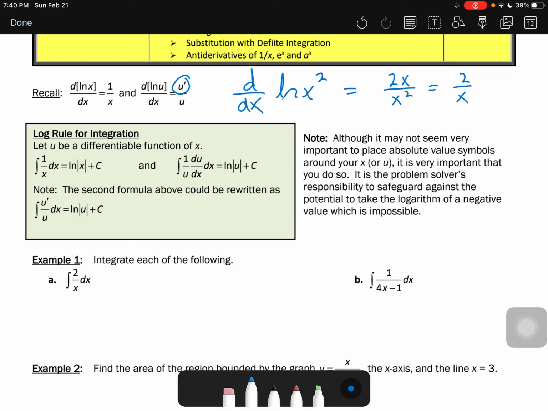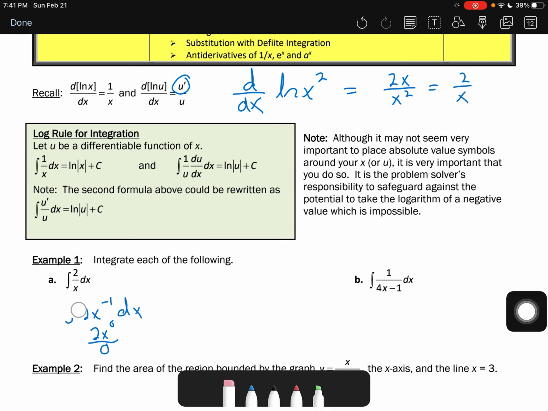The other thing I want to point out: if you see a problem like the one in example 1, you might forget about this form and think, oh no, all we do is call it 2x to the negative 1 and try to use our power rule, which would be a logical thing to try. But when you try that, if I add 1 to the negative 1, I get 0. So I get 2x to the 0, and then I would be dividing by 0, and now you've got something undefined because we end up dividing by 0.